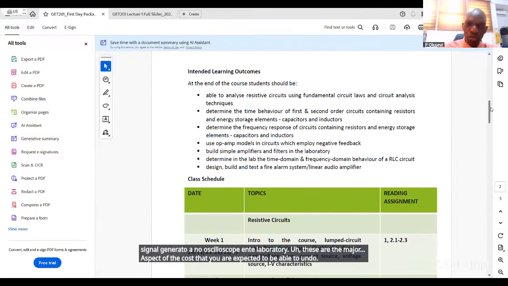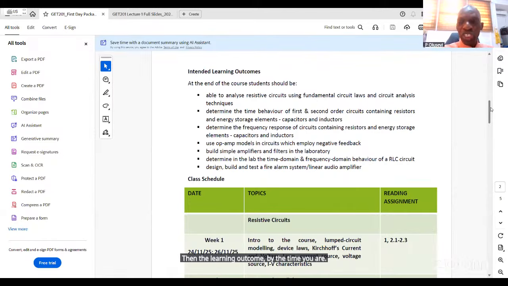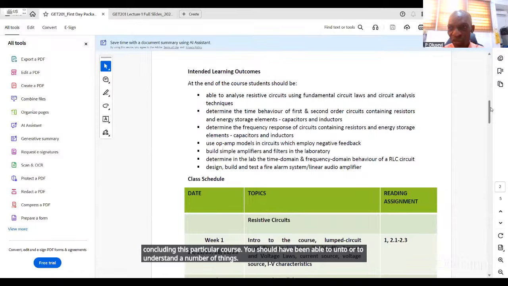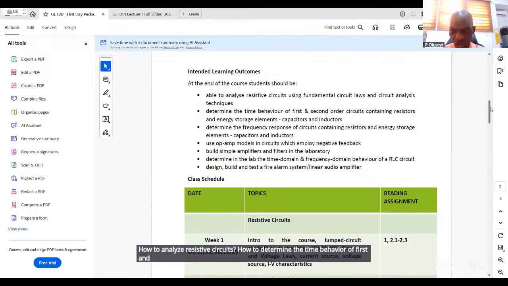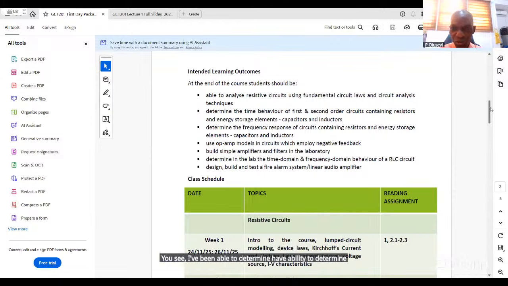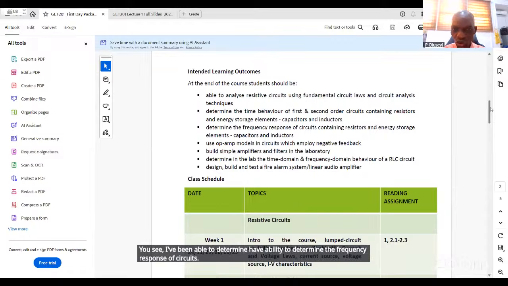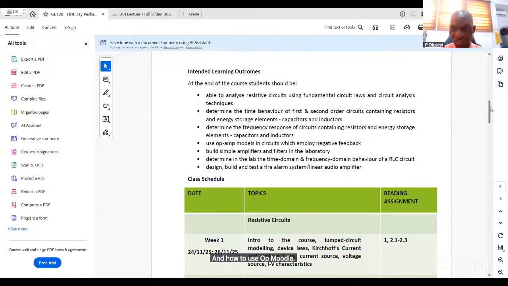Then the learning outcome: by the time you are concluding this particular course, you should have been able to understand a number of things: how to analyze resistive circuits, how to determine the time behavior of first and second order circuits. You should have the ability to determine the frequency response of circuits and how to use the op-amp model. To some extent, we will look at op-amps, introducing you to op-amps, and then how to use some of these things in the laboratory.